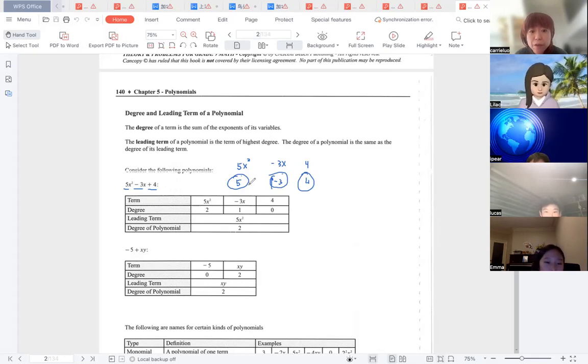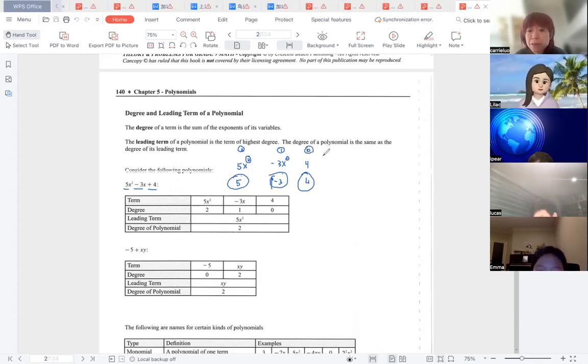Okay, so now the leading term. So what is the degree of each one? You just look at the exponent part. So for this one, with no problem, the degree is 2. For this one, the degree is 1. So Daniel, can you tell me for the number 4, what is the degree of that? 1. Very good. No, it's 0. Oh, wait, what? Yeah, it's 0.